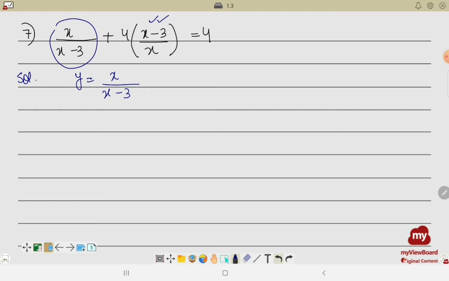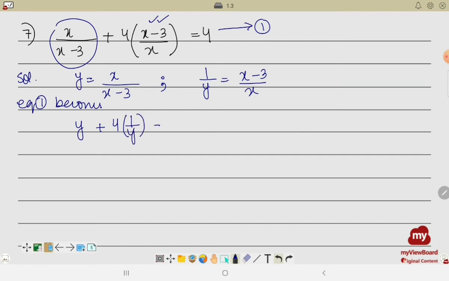So if we take the reciprocal of both sides, 1 by y becomes x minus 3 over x. So you see, you got the value of the other term as well in y. So our equation 1 will become, instead of the first term, you will write y plus 4 as it is, and instead of this term we'll write 1 by y, or even you can write directly 4 by y equals 4.